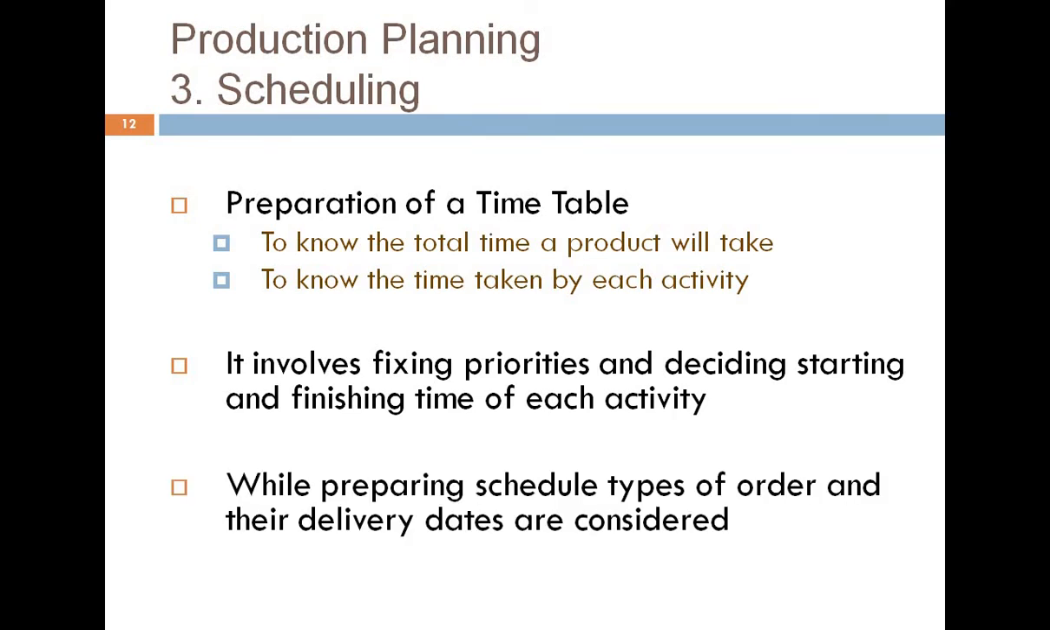Now this point is very important: whenever we are going to prepare schedules, the type of order and delivery dates are considered. Why? Because if delivery is not timely, if we are not able to finish our production as per the delivery dates, there is no benefit out of it, right?